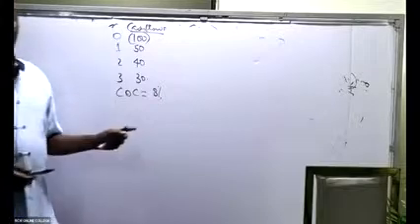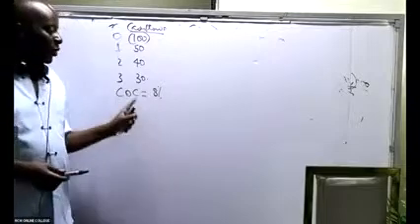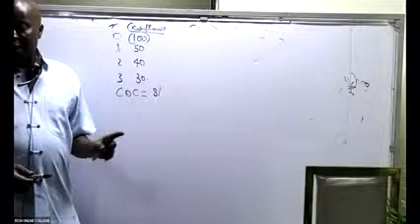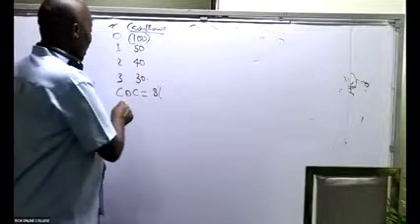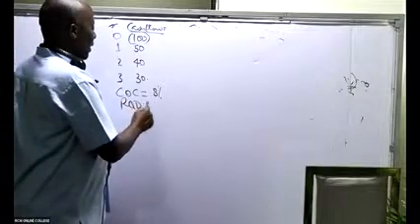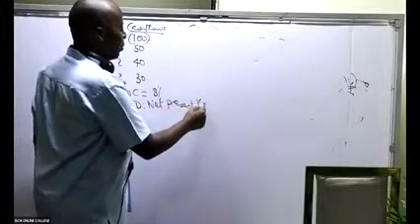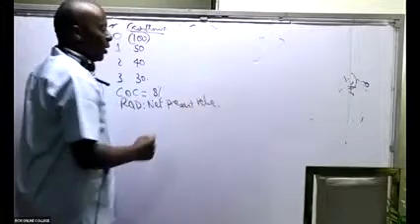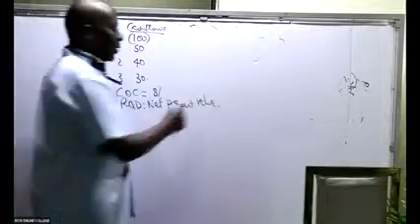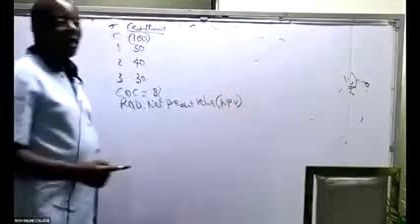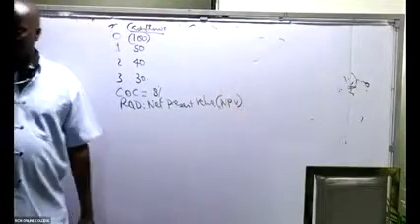Yeah. COG is cost of capital, which is 8%. So we are required here to calculate net present value. We shall be calling it NPV.